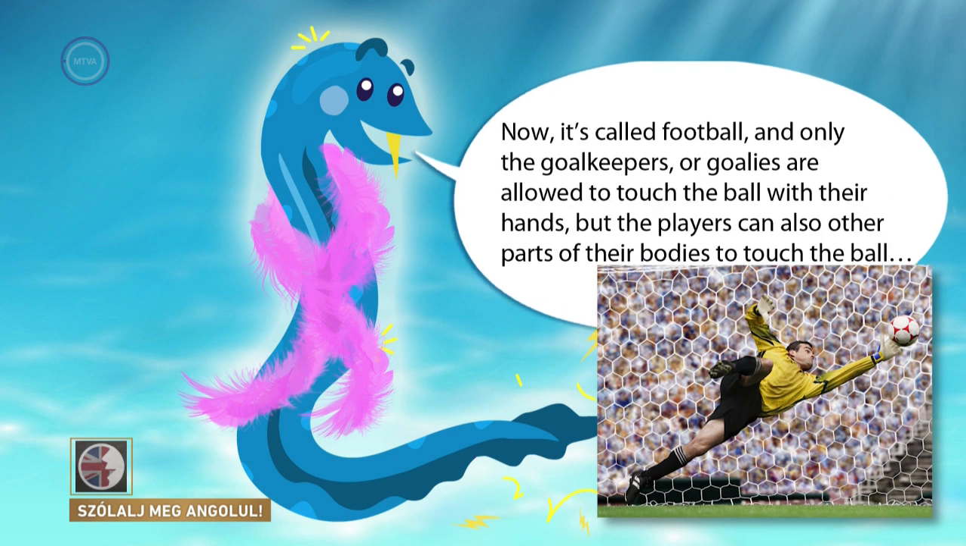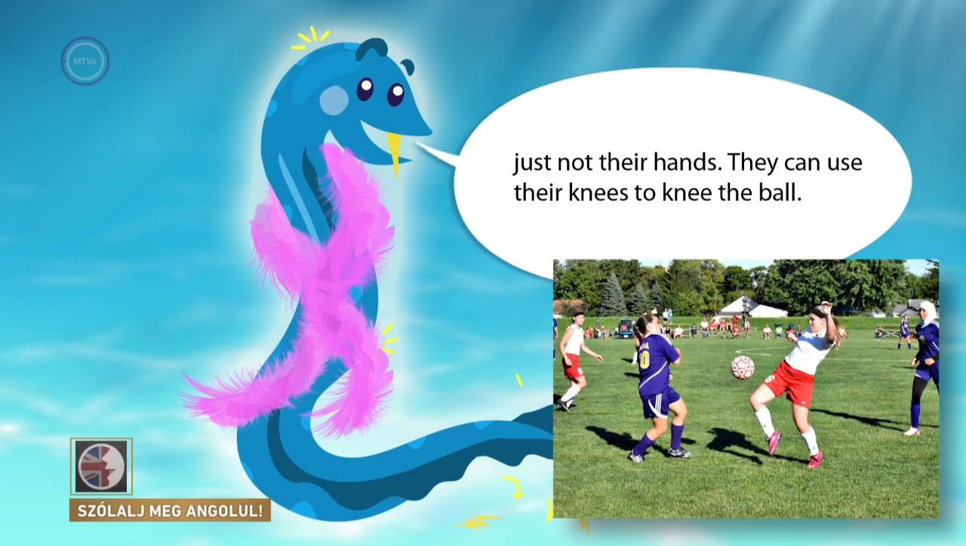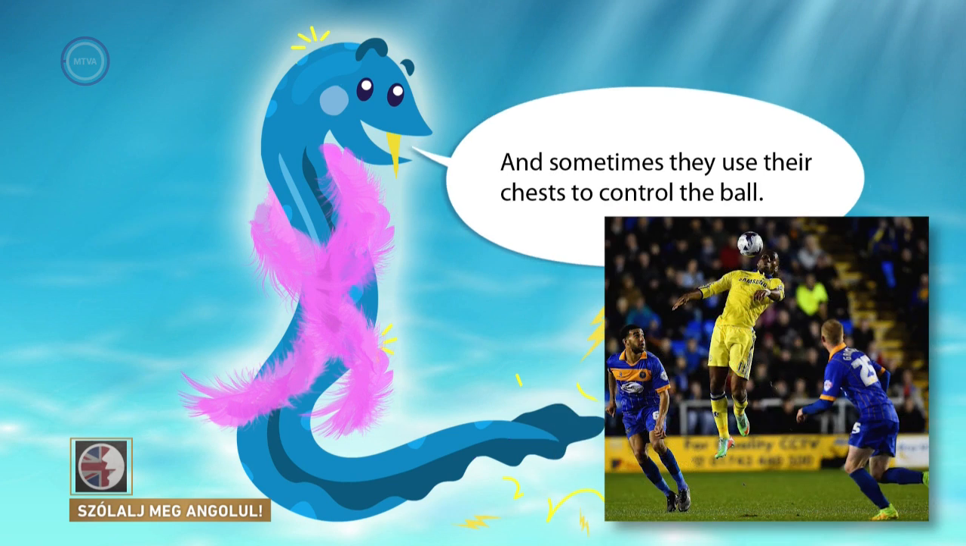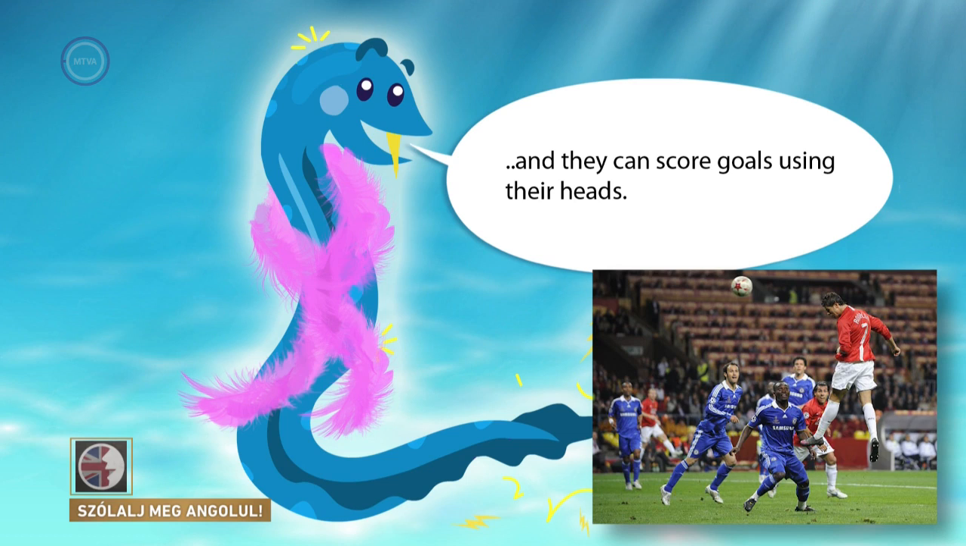Now, it's called football, and only the goalkeepers or goalies are allowed to touch the ball with their hands. But the players can use other parts of their bodies to touch the ball, just not their hands. They can use their knees to knee the ball. And sometimes they use their chests to control the ball. Sometimes the players use their heads to control the ball. They can pass the ball using their heads. And they can score goals using their heads.